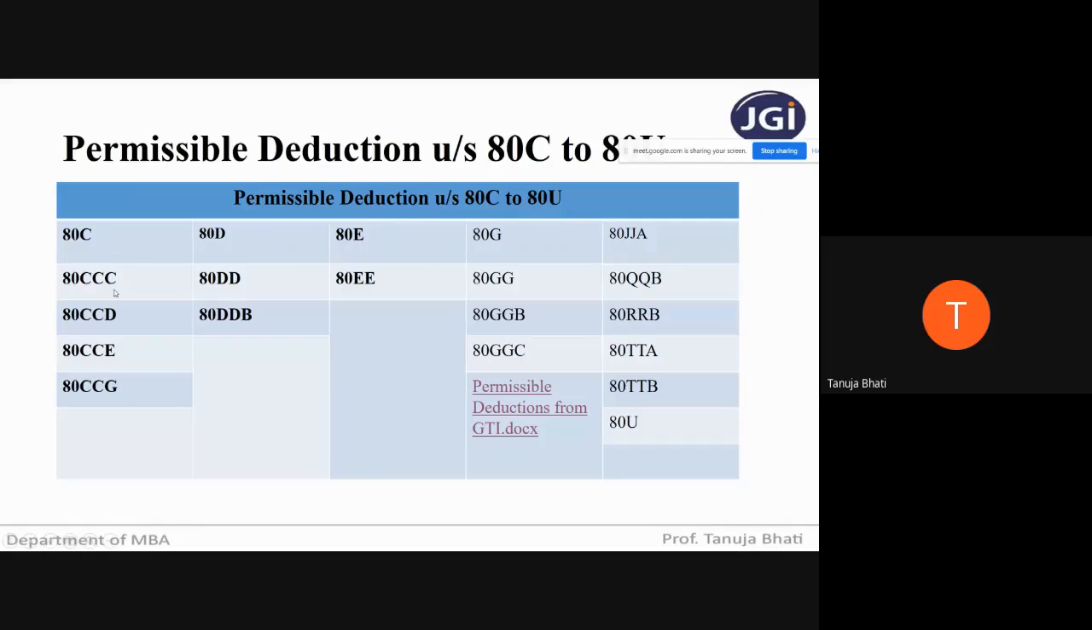Under 80CCC, we have seen that when any individual is contributing to certain pension funds, but these pension funds are being set up by LIC of India, or it is a plan of LIC of India, then you get a deduction under section 80CCC, and the maximum amount of deposit that you can make under this section is 1,50,000.